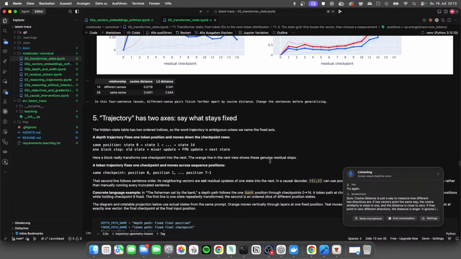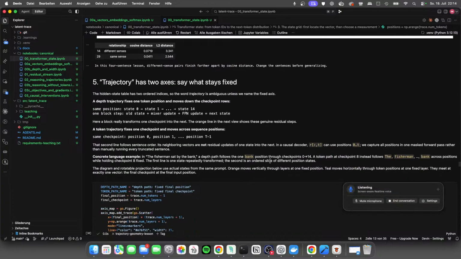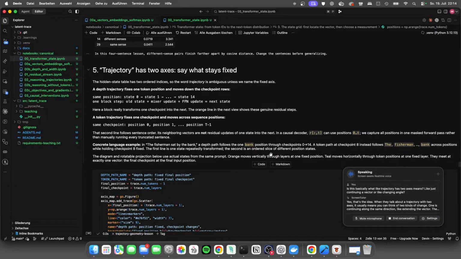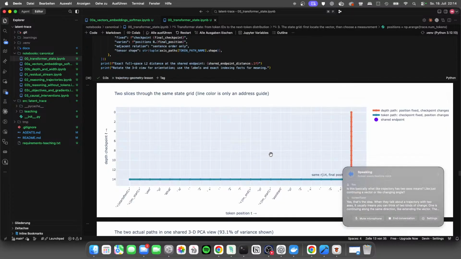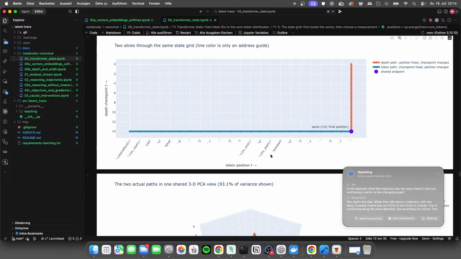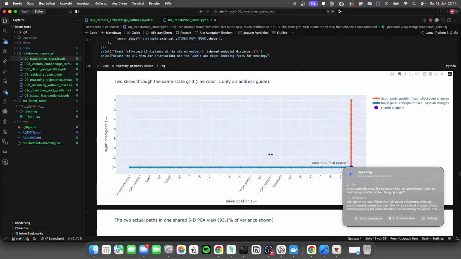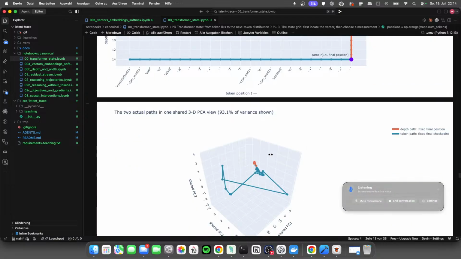Is this basically what "trajectory has two axes" means? Just continuing a vector or changing angle? Yes, that's the idea. When they talk about a trajectory with two axes, it usually means you can think of two kinds of change. One is continuing along the same direction, like extending the vector. The other is changing direction, like rotating it. Cosine similarity or distance captures the rotation part, the angle. A norm or magnitude captures the length, how big the state is.